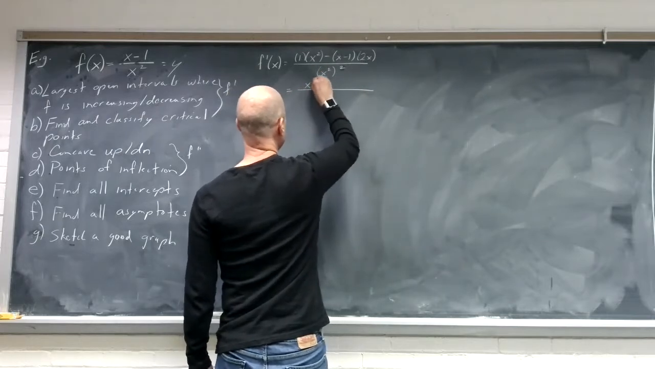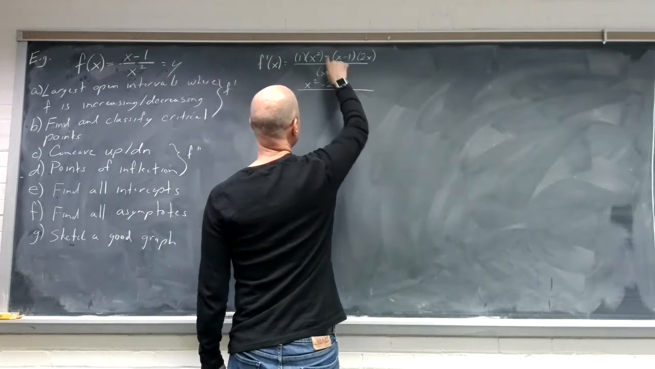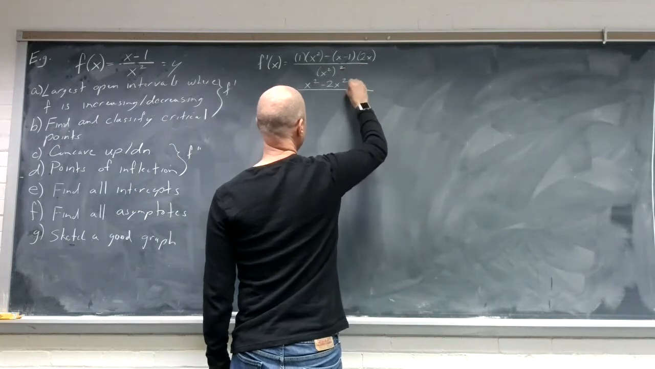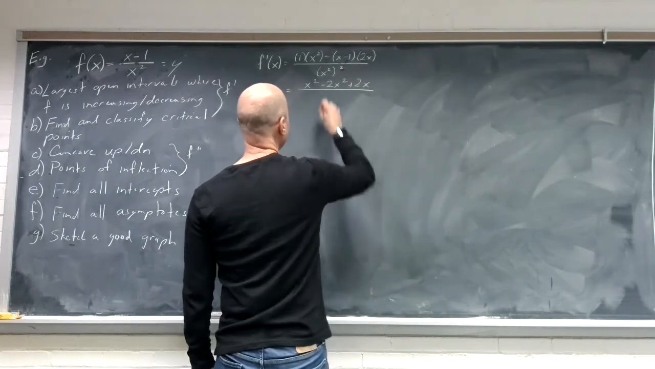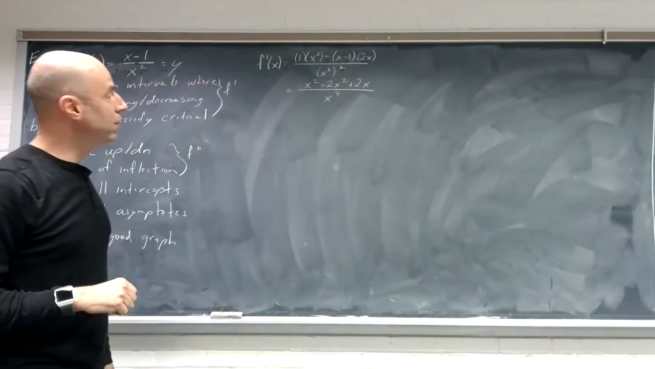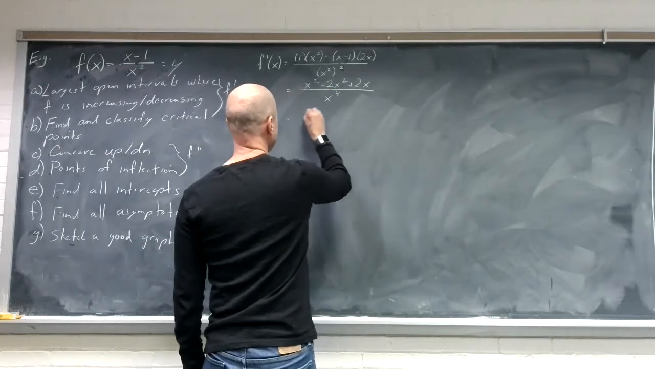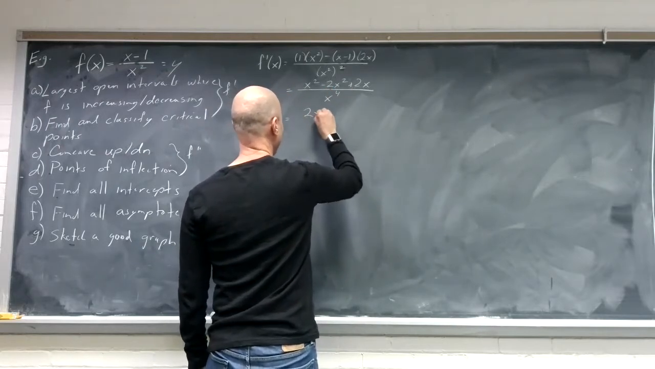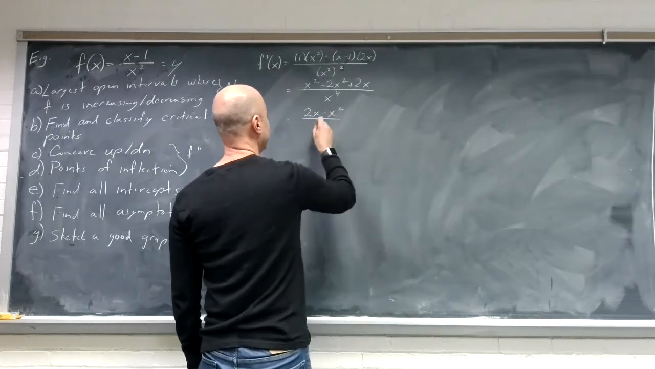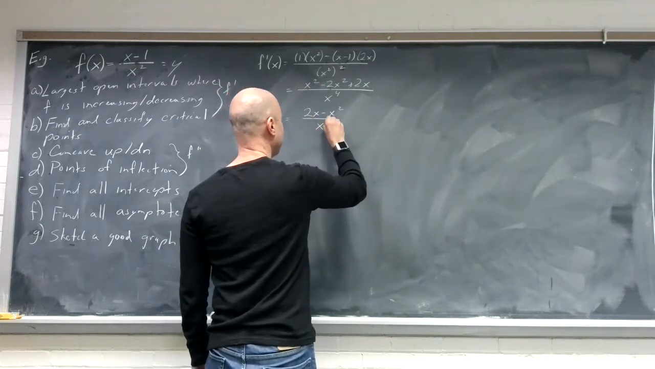So we have x squared minus x times 2x, so minus 2x squared. Minus minus is plus. 1 times 2x is 2x, so plus 2x. All over x to the fourth. And we can simplify the top. X squared minus 2x squared is minus x squared. So minus x squared plus 2x, or I could write it as 2x minus x squared. It's up to you. You could write it as minus x squared plus 2x all over x to the fourth.